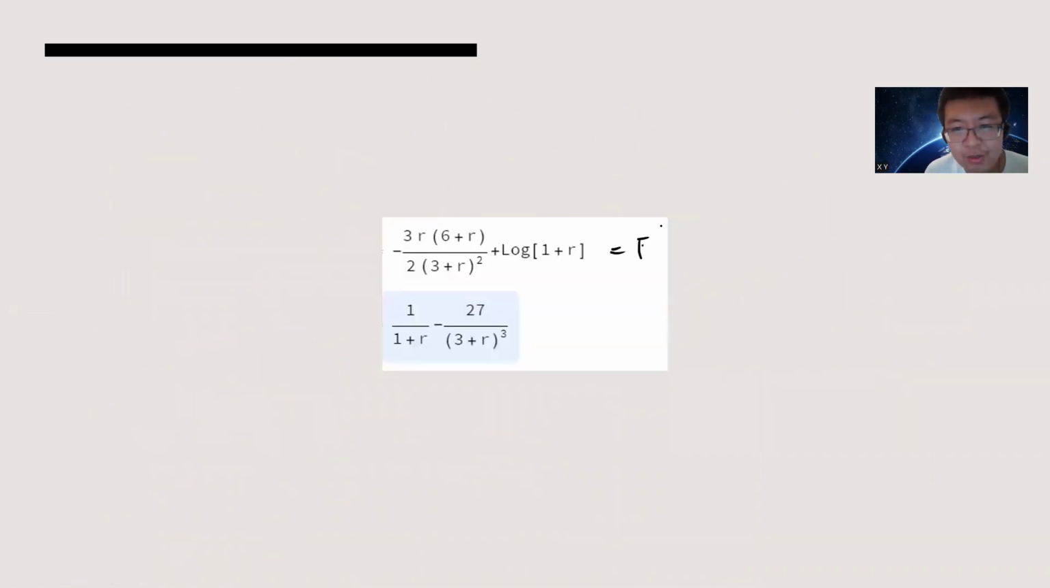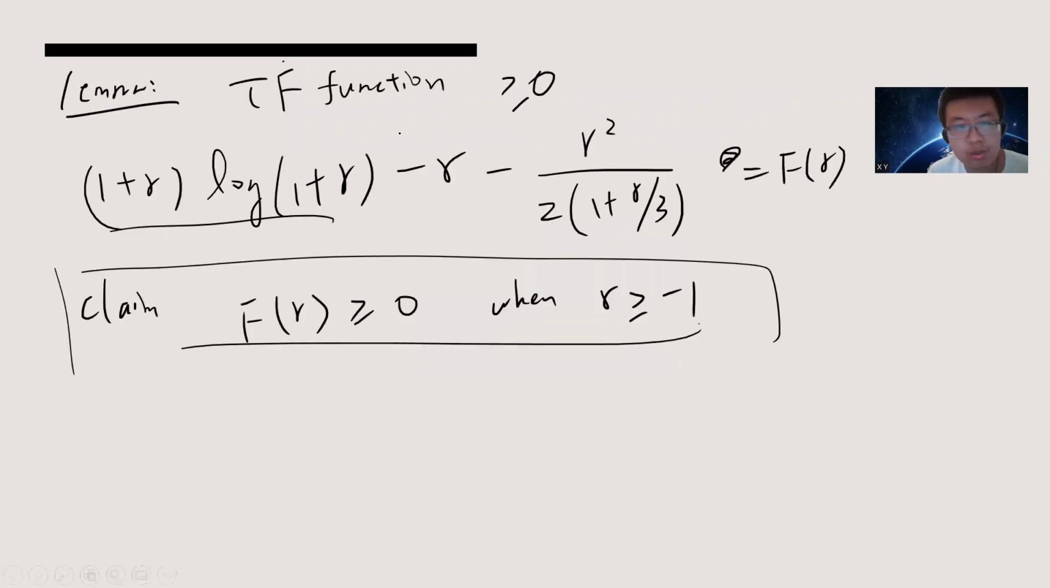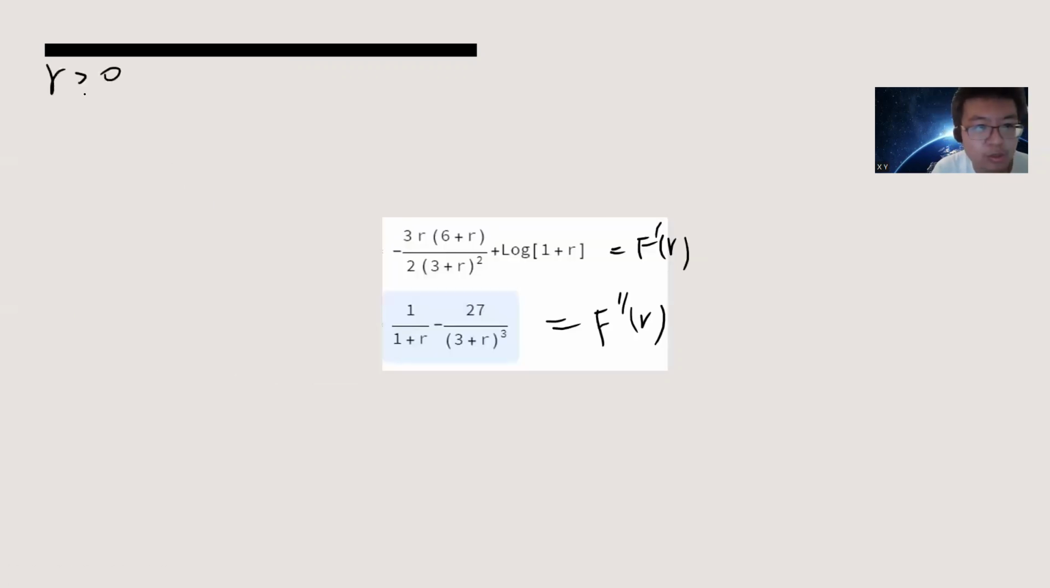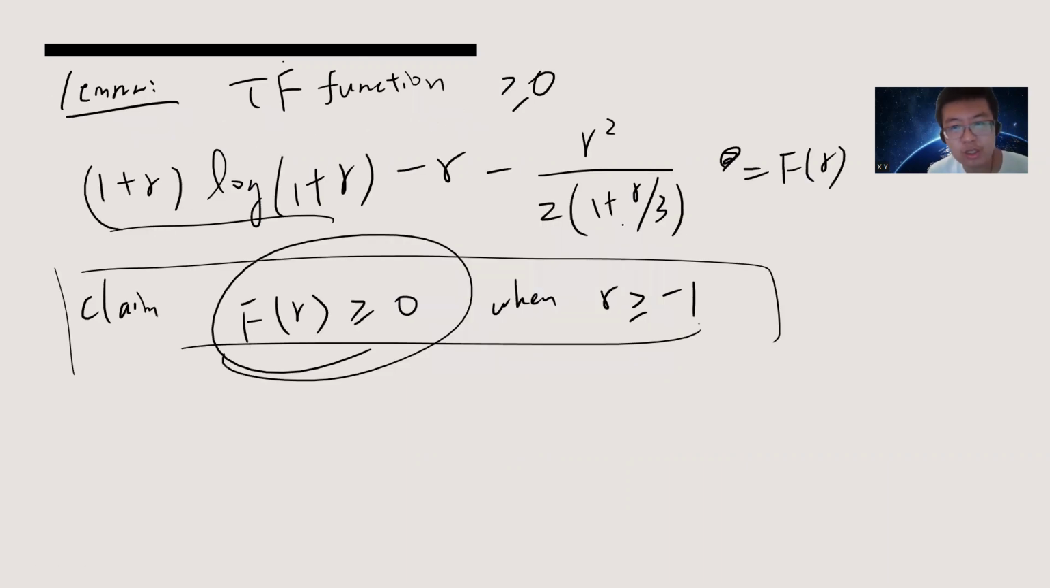So this is the derivative f prime and f double prime. Our goal is to show that f of r is greater than or equal to 0. So let's consider r greater than 0 and f of r at 0. By the mean value theorem, we know there's an r1 between 0 and r. Let's compute f of 0: 1 times log 1 minus 0 minus 0, so that's 0.